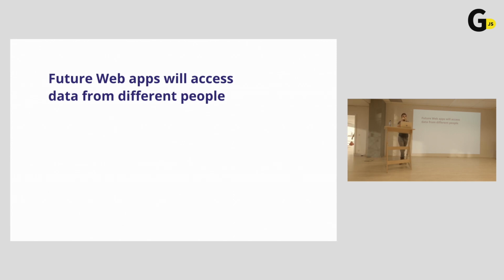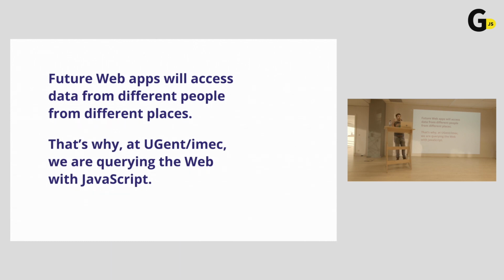And the future web will be quite different from the web that we have today, in the sense that data from different people will be stored in different places. Whereas today, all data is, of course, in a small number of centralized places. And we at UGent IMEC are querying the web with JavaScript because we believe this web is coming. And if data indeed is going to be spread around the web, we'll need a good query engine to deal with that.